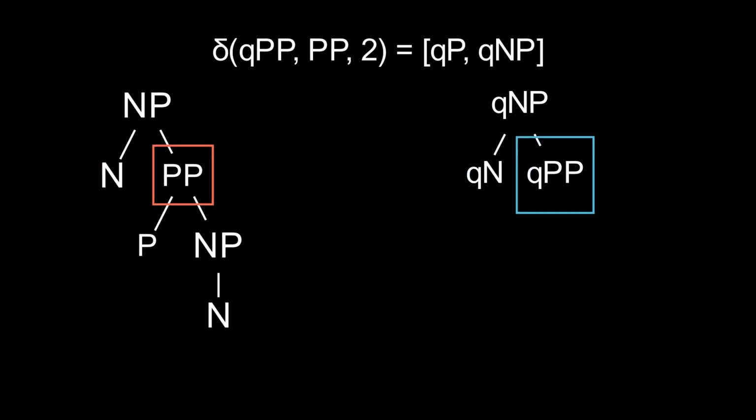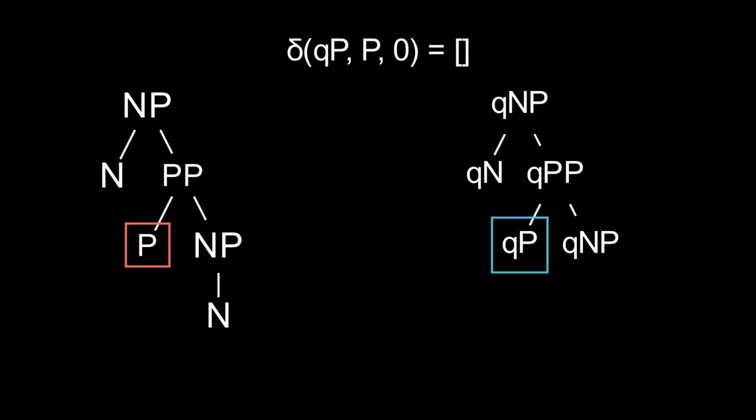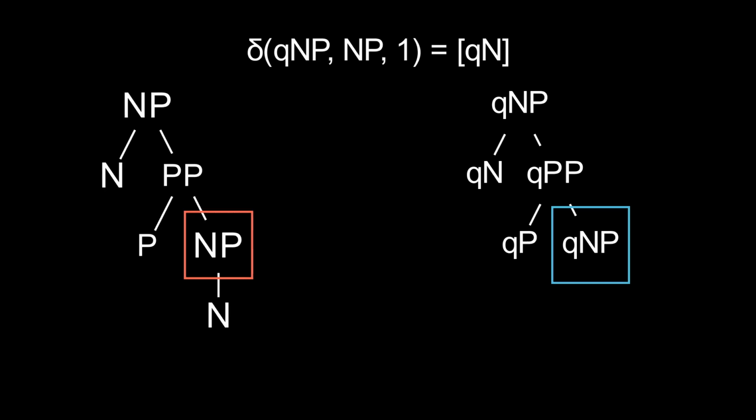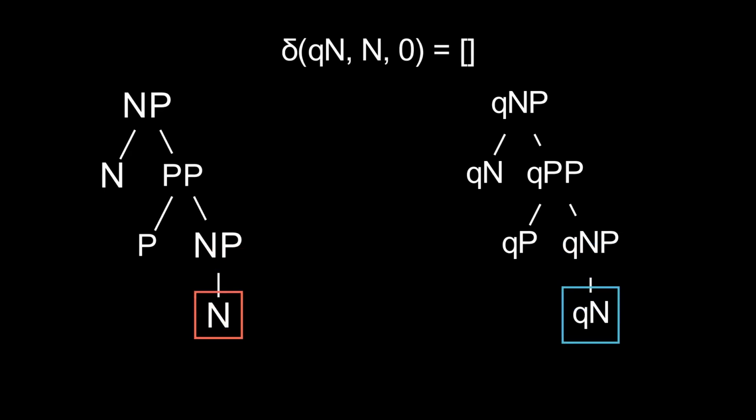The transition rule for reading a PP with two children when we are at state QPP gives us states QP and QNP. We go to the QP and read the P and see that it has 0 children. Again, we have a leaf rule saying that the list of children is empty. We move to the other QNP node and read an NP with one child. This time, we get the list with a single QN state. We go to that state and read an N with 0 children. The transition rule again gives us an empty list of states because this is a leaf. At this point, there are no more states to check for extending the tree. This means that the automaton accepts the tree.